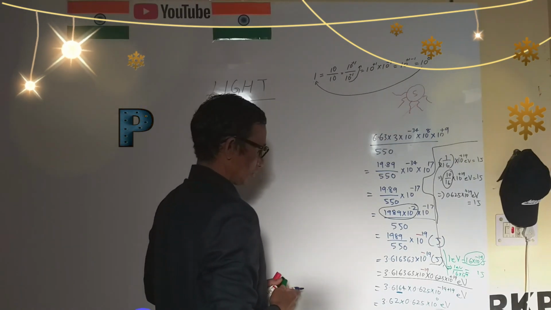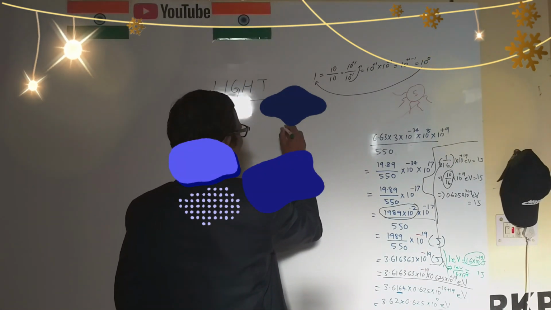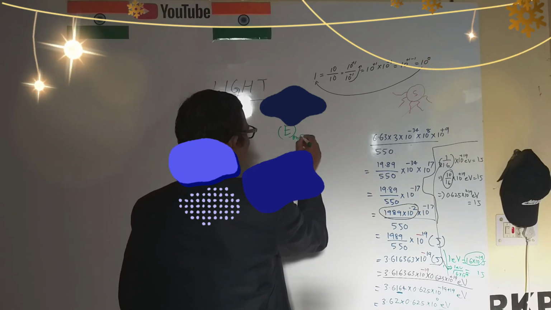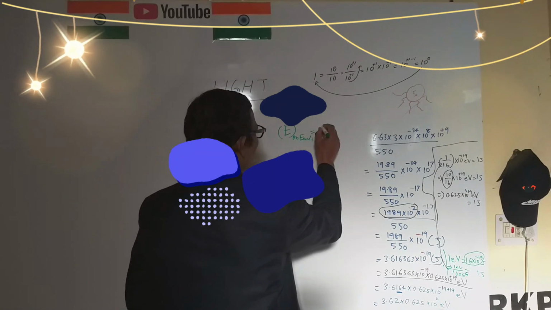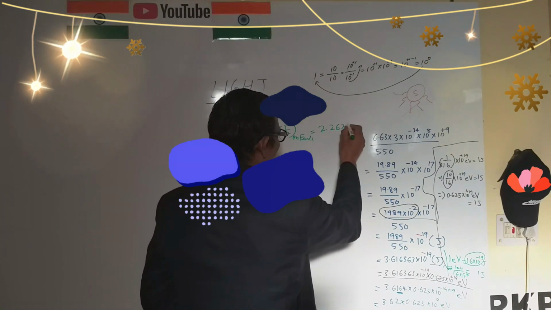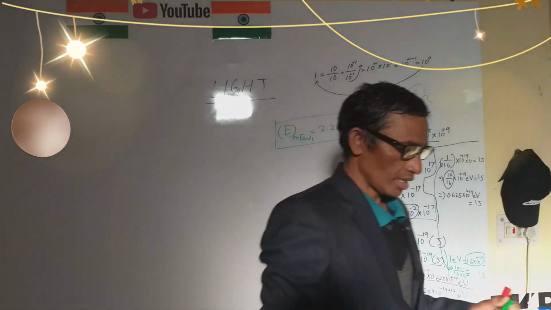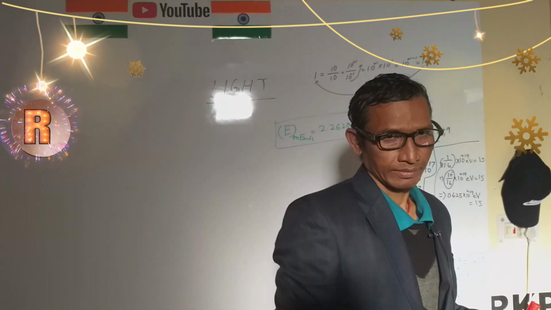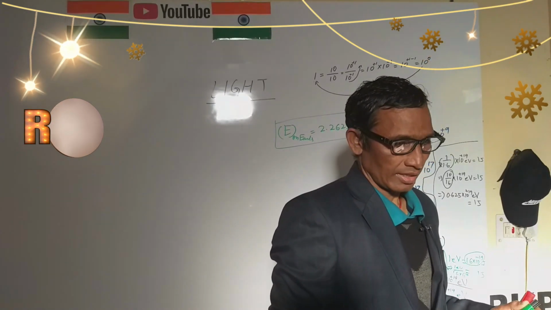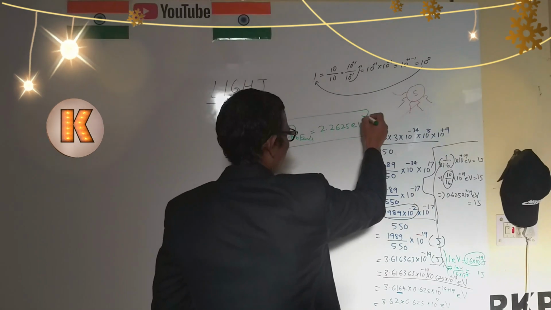And now that is the energy. This is the energy on the earth equal to 2.2625 electron volt. This is the energy we get on the surface of the earth. Okay, this is very important.